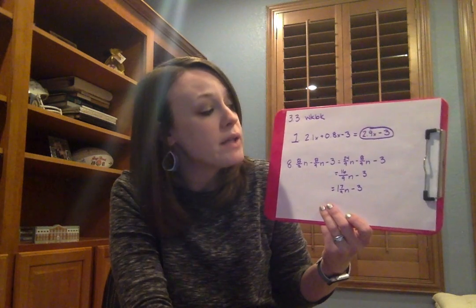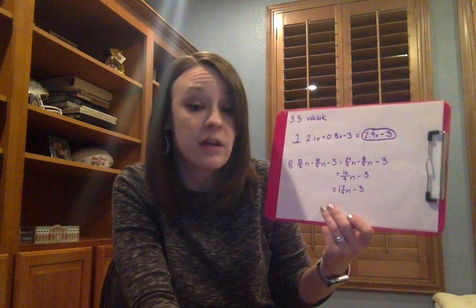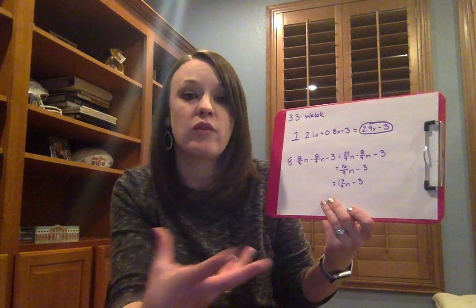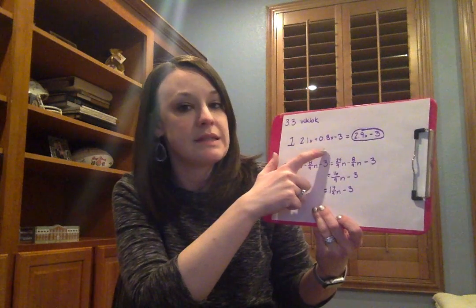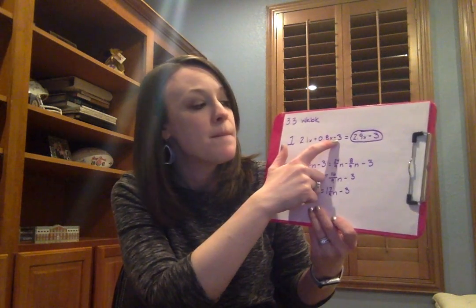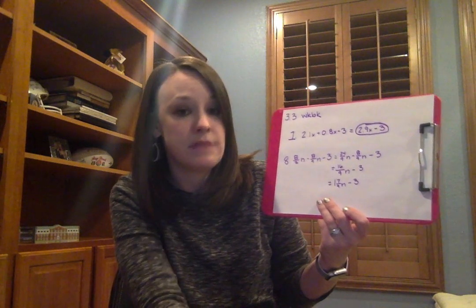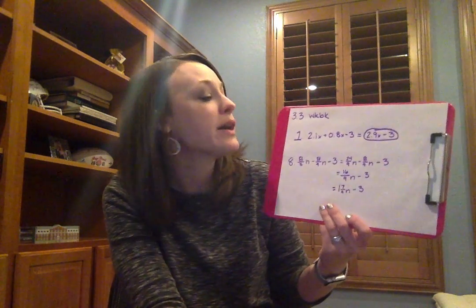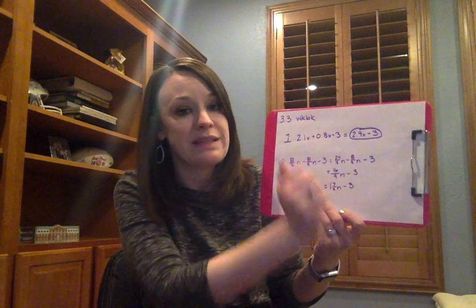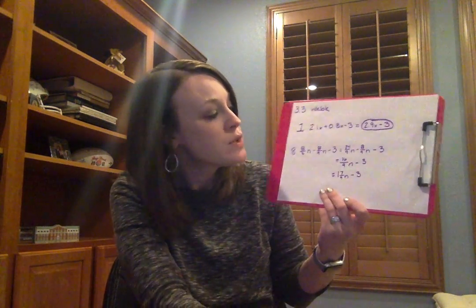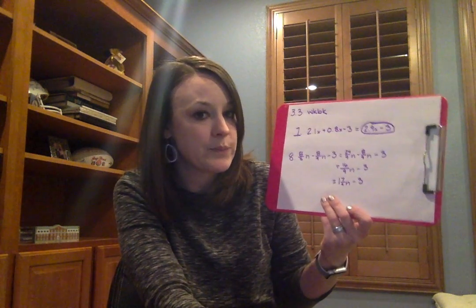In number 1, we are combining like terms because anytime we have a variable, we can combine however many of those we have. So we have 2.1x plus 0.8x minus 3. Because 2.1x and 0.8x are both talking about x, we can combine those, but we cannot combine it with the one that doesn't have x, which is 3. So our final answer would be 2.9x minus 3.